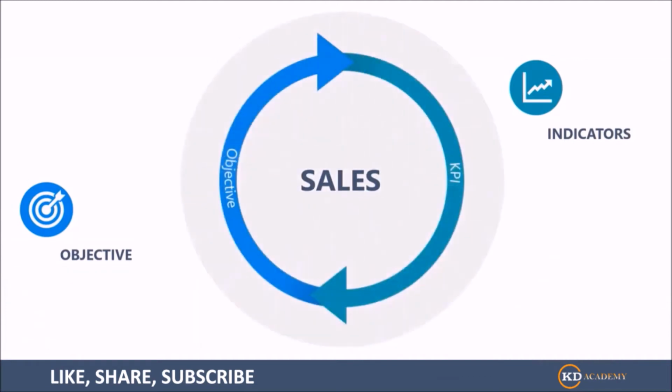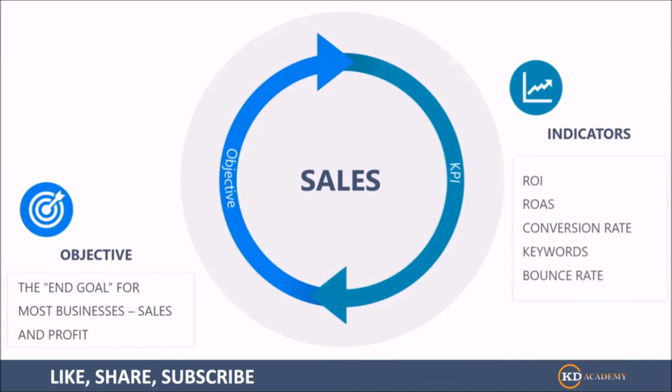Then there is sales, and of course the objective here, it's the end goal for most businesses, sales and profit. The indicators here would be return on investment or return on ad spend, your conversion rate, which is essentially the number of people who have made a purchase divided by the number of people who have visited your site. You obviously want to work on increasing that conversion rate. Your keywords, and this is referring to the different keywords that you might be bidding on. There would be various indicators around there, like maybe the cost per click is too high, the conversion rate is different on this keyword versus another, and you will find out more on keywords in lesson 6.